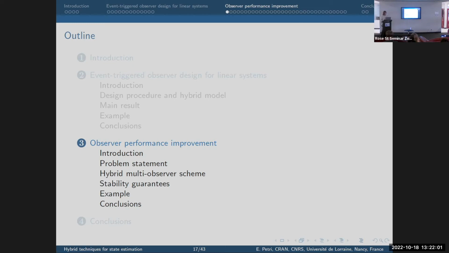For this part of the talk, I will first introduce the problem and give the problem statement. After that, we will build step by step the hybrid multi-observer scheme that we consider. Moreover, we will prove the stability guarantees, and we will see on a numerical example how the proposed hybrid multi-observer improves the performance of a high-gain observer used to estimate the state of a Van der Pol oscillator. And finally, I will conclude this part of the presentation.